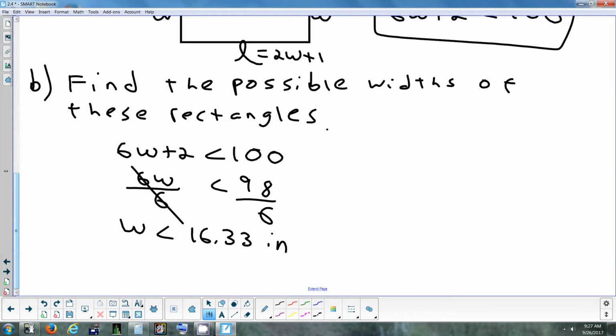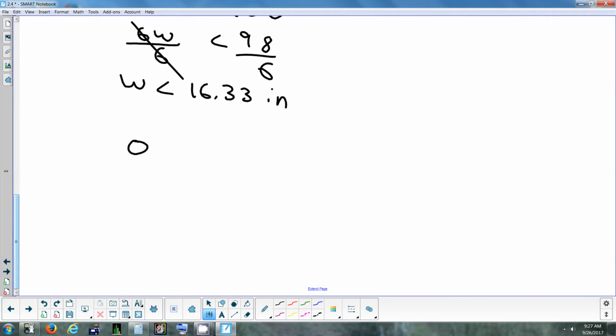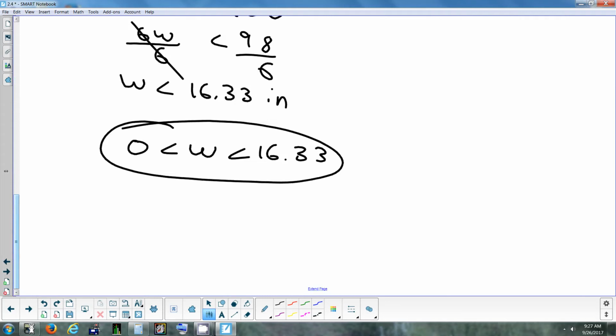Would you have to put that w in 0? Yes. You also have to put w. So what you could do is you could write your answer like this. 0 is less than w, which is less than 16.33. Because technically, if you say the width is less than 16.33, -4 fits that. If you forgot to do that, you'd lose like a point for forgetting that. Questions on that?